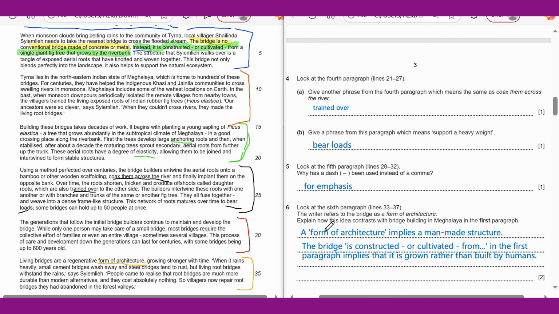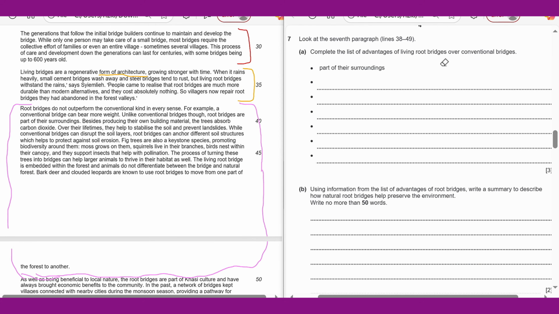Okay, so a form of architecture implies a man-made structure in the 6th paragraph. And then in the first paragraph, it is constructed or cultivated from, which implies that it is grown rather than built by humans. So this is grown from nature. It contrasts with the 6th paragraph, which says a form of architecture, a man-made structure. Okay, anything similar to this should be okay. Let's move on. So now we are in question 7.